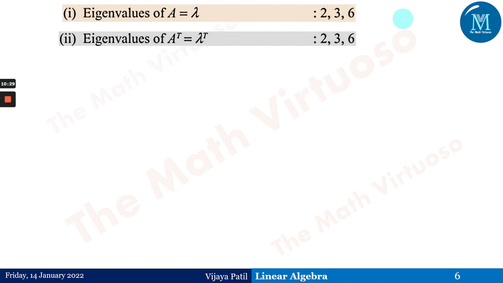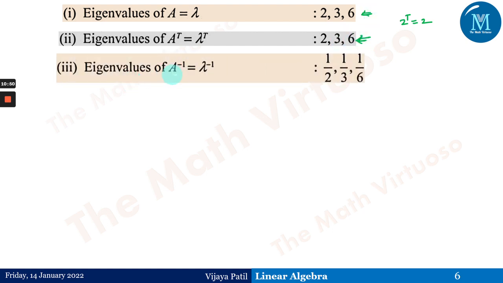So the transpose of a real number will not exist. The transpose of 2 is nothing but 2 itself, because it's not a matrix, it's a real number. So that would be 2, 3, 6 as it is. So you can have one more property here, that the eigenvalues of A and the eigenvalues of A transpose are the same.